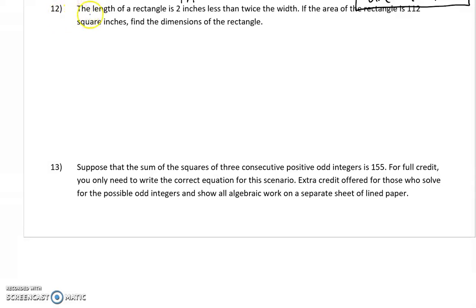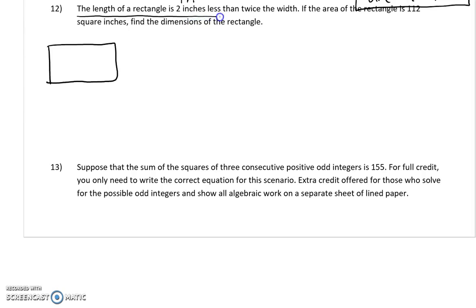Well, we read the length of a rectangle is 2 inches less than twice the width. If the area of the rectangle is 112 square inches, find the dimensions of the rectangle. So finding the dimensions of the rectangle means we want to find the length and the width. So we need to translate what the length and the width of this rectangle should be.